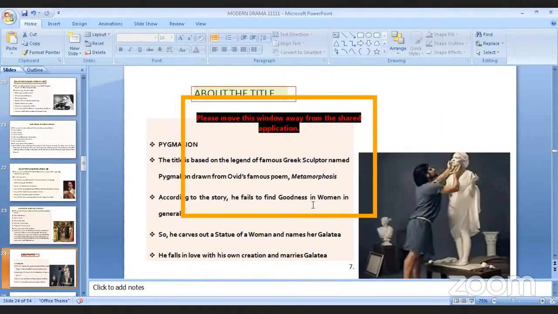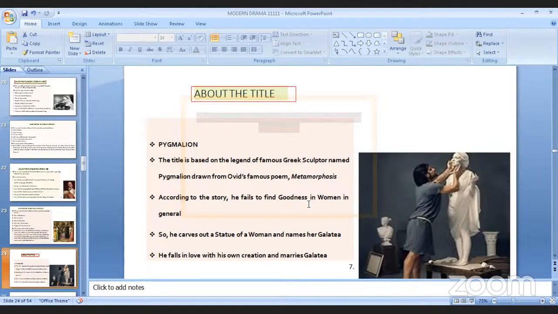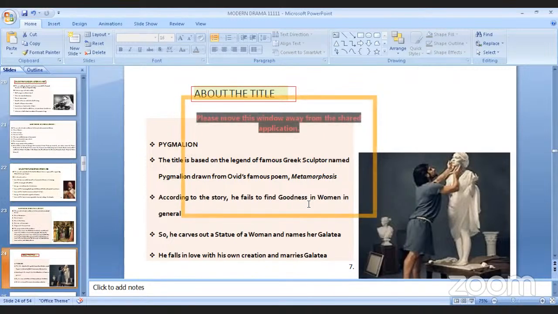Now, coming to the title Pygmalion, which is written by Shaw, the title is based on the legend of the famous Greek sculptor named Pygmalion, drawn from Ovid's famous poem Metamorphoses. According to the story, he fails to find goodness in women in general. So he carves out a statue of a woman and names her Galatea. He falls in love with his own creation and marries Galatea. So this is actually the backdrop of this piece of writing, that is Pygmalion.